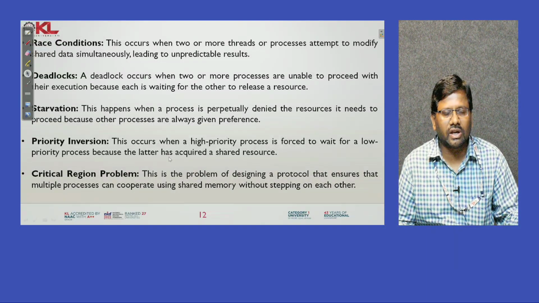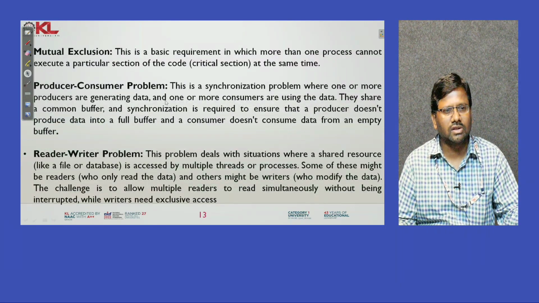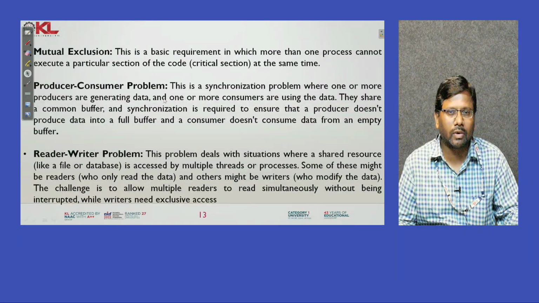Next, the critical region or critical section problem. When one process is in the critical section, another process should not enter. So mutual exclusion is also one of the big problems.